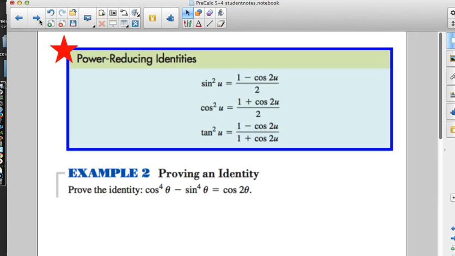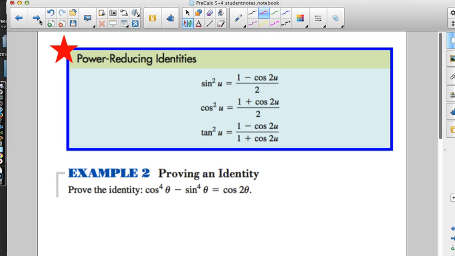Power reducing identities. Sine squared u, 1 minus cosine 2u over 2. Using the double angles, that's what it does. Cosine squared u, 1 plus cosine 2u over 2. Again, some of these we accidentally proved in the other sections and didn't know we were proving them. And then tangent squared, 1 minus cosine 2u over 1 plus cosine 2u.